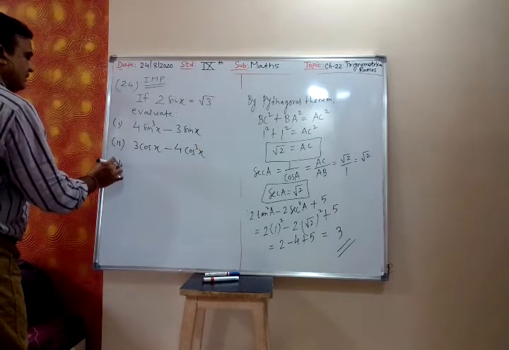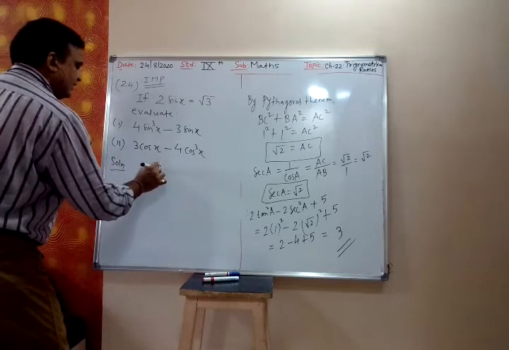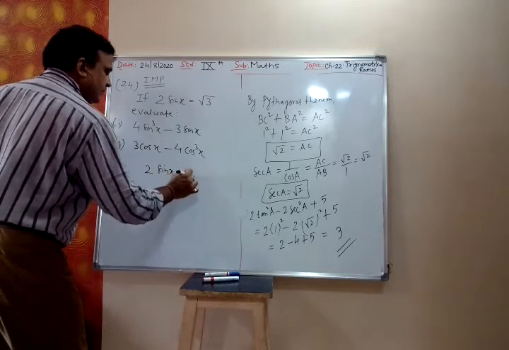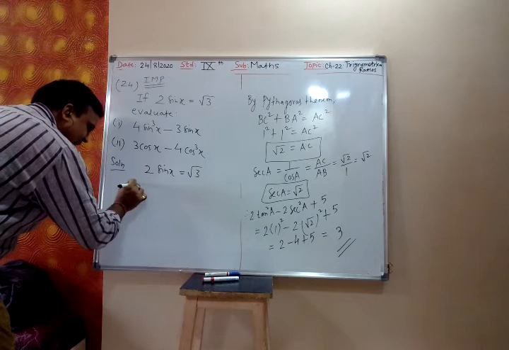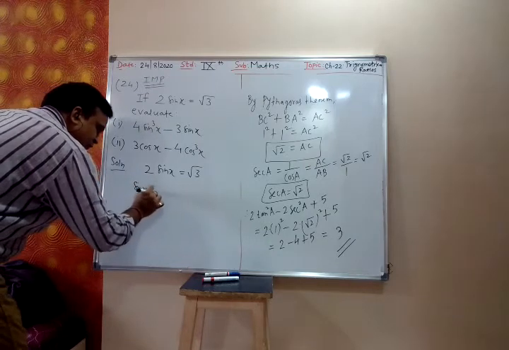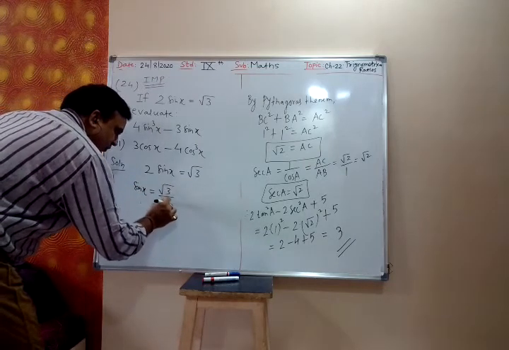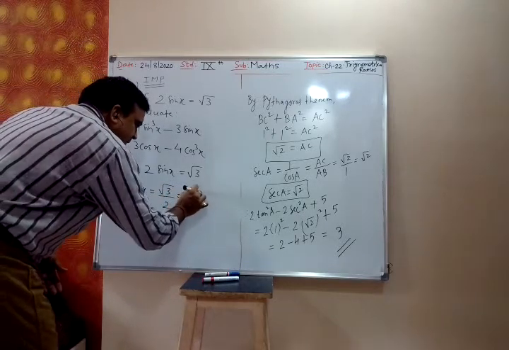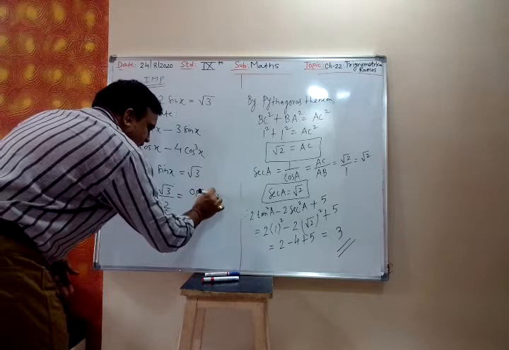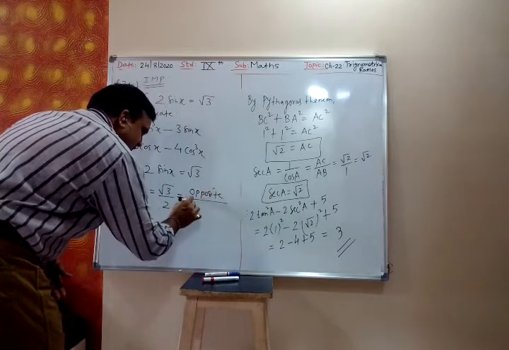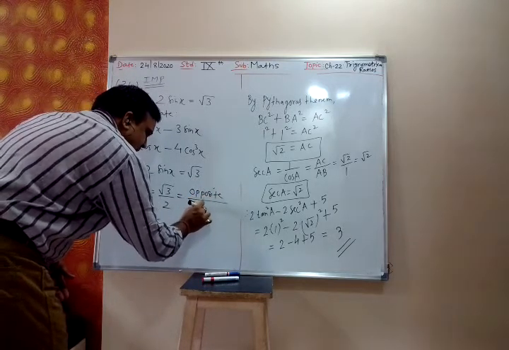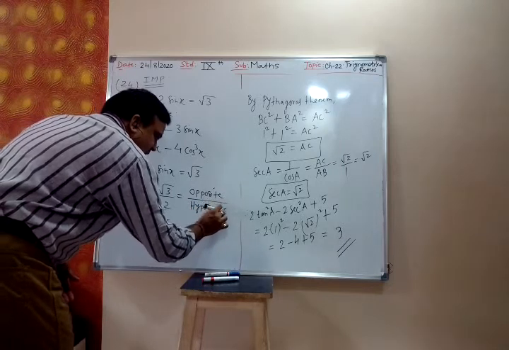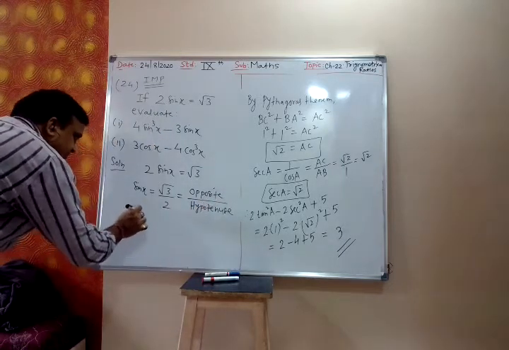So let us solve in the same way. 2 sin x is equal to root 3. So you will get sin x is equal to root 3 upon 2. Are you getting? But what is sine? Sine is opposite upon hypotenuse. So now we draw the diagram.